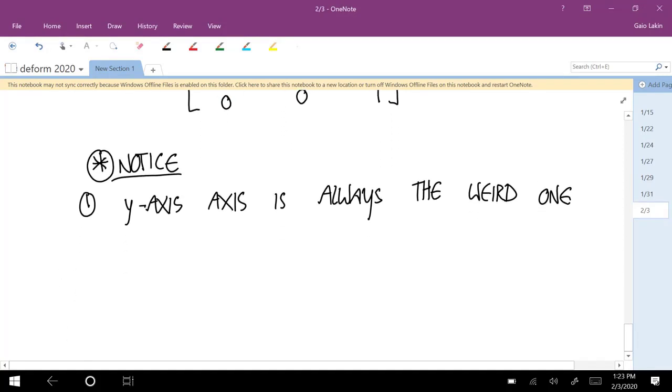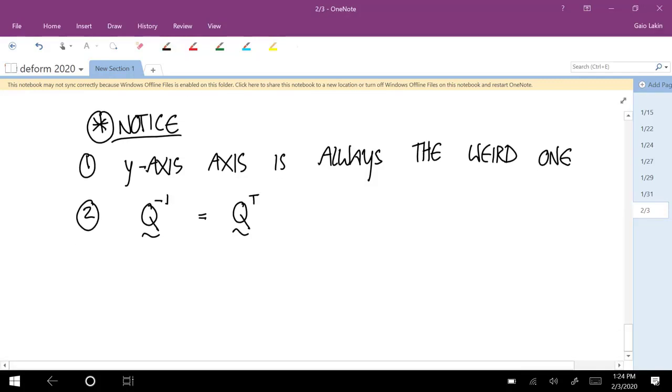And then the second thing is the inverse of any rotation matrix is the transpose. And that's nice because inverses are a pain to do, especially by hand. I mean, the calculator will do it basically instantly, but if you're doing it by hand, an inverse is a real pain to do for a 3 by 3 matrix, but a transpose is easy to do by hand.